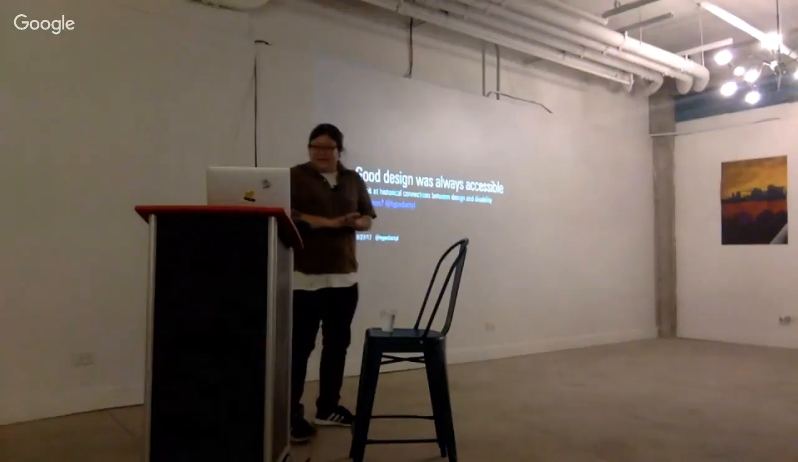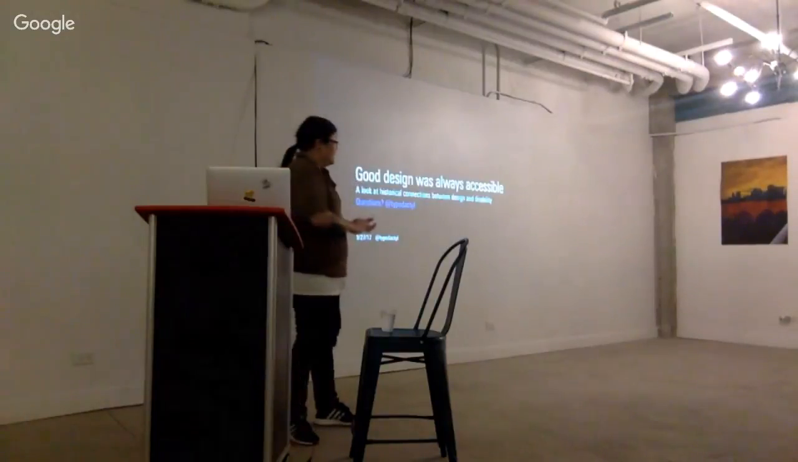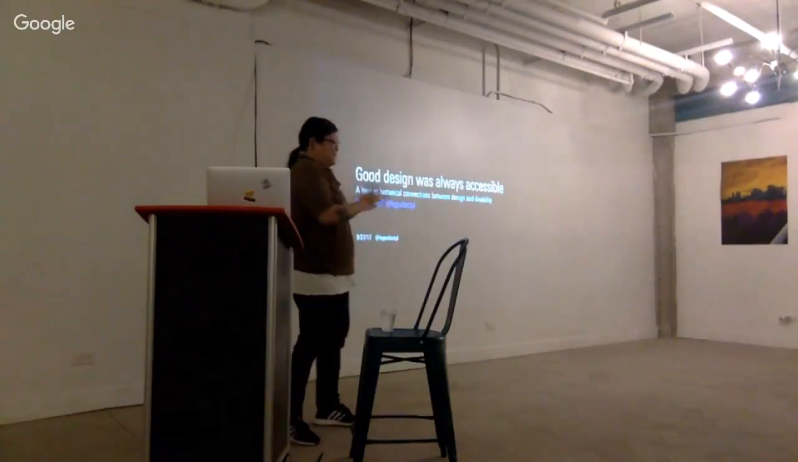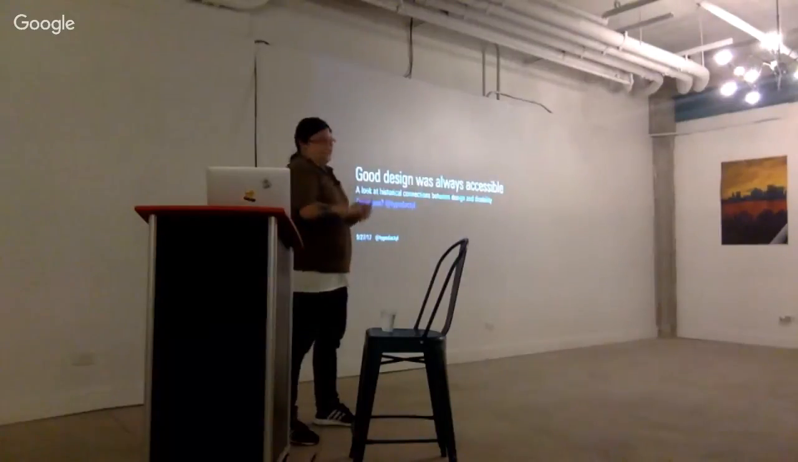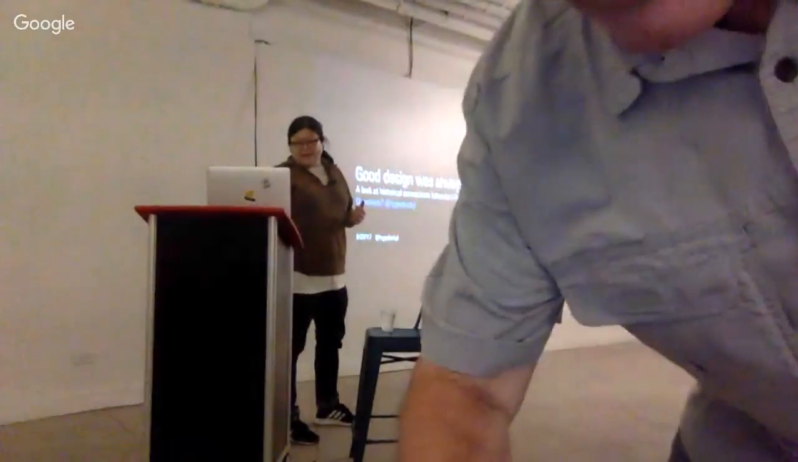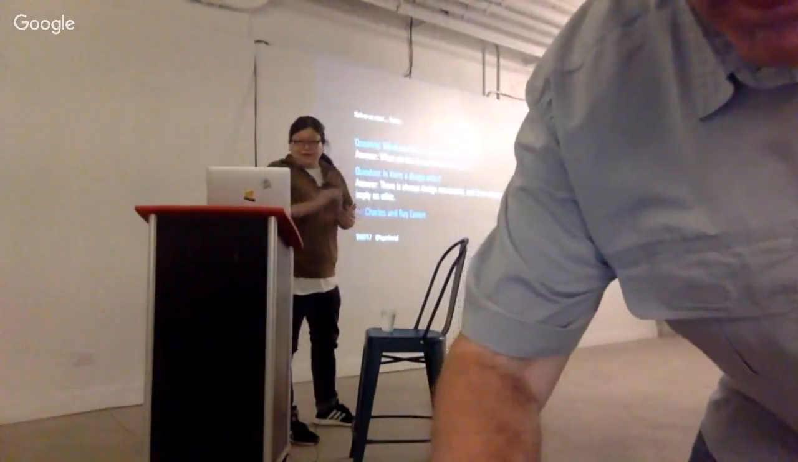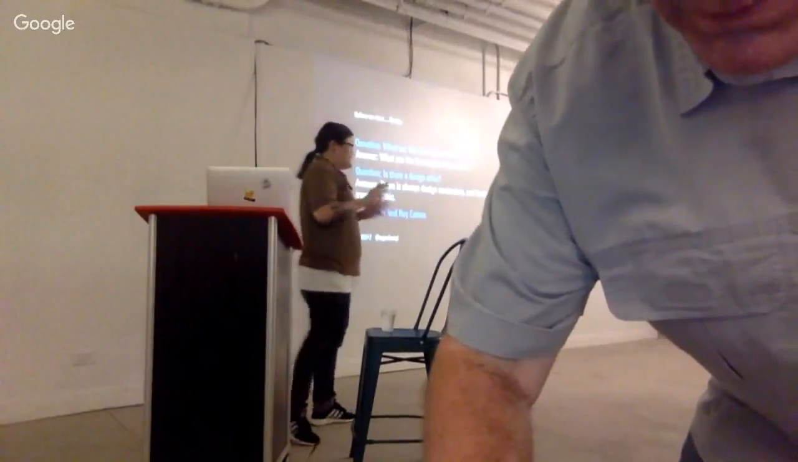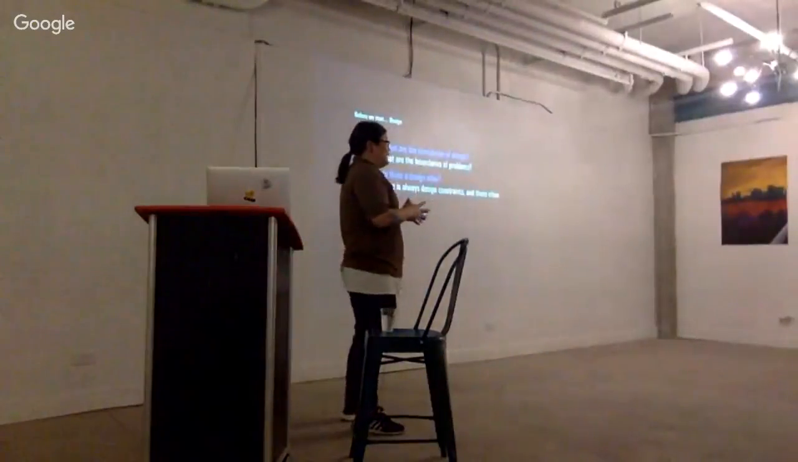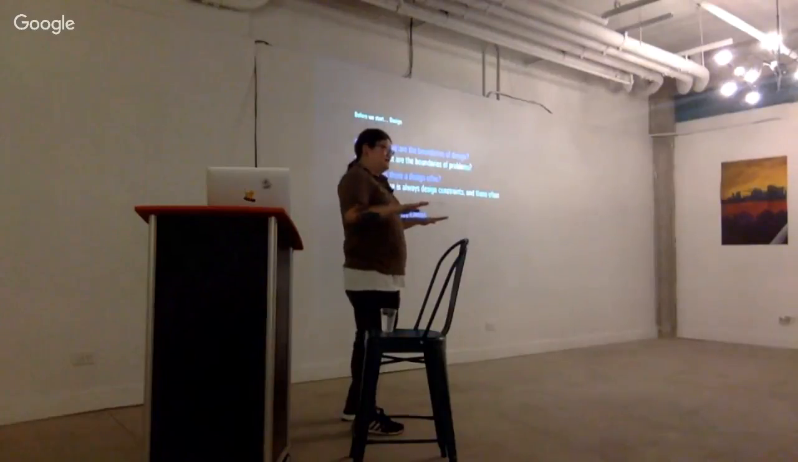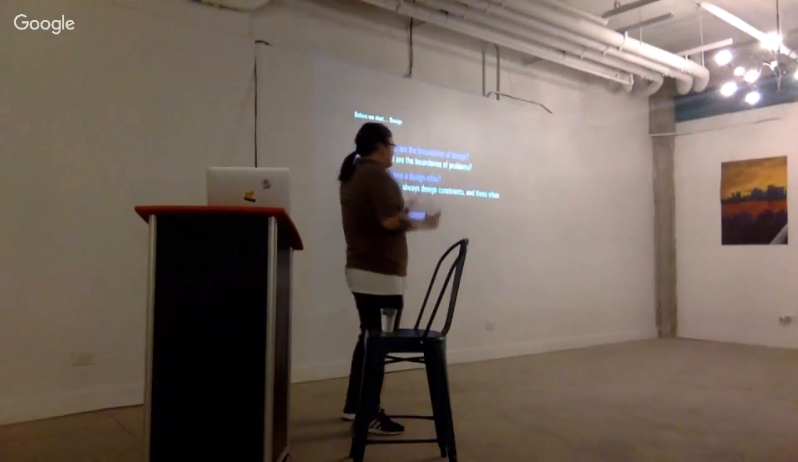So I'm Sharlene, and today we're going to talk a little bit about three examples around design and accessibility. So before we get started, though, I want to talk about a baseline definition for design and disability.